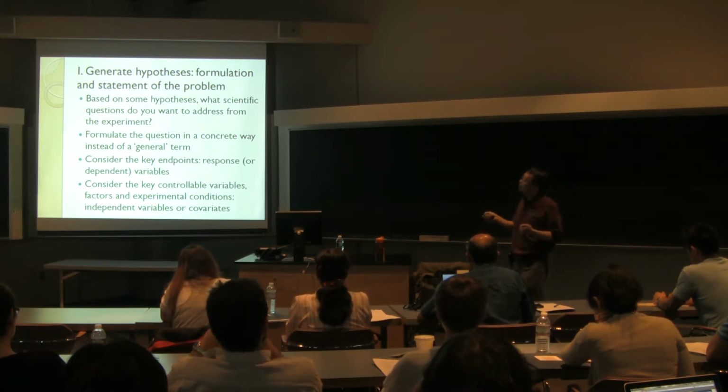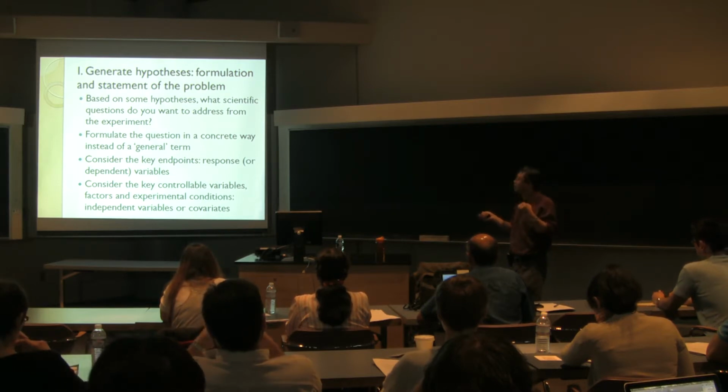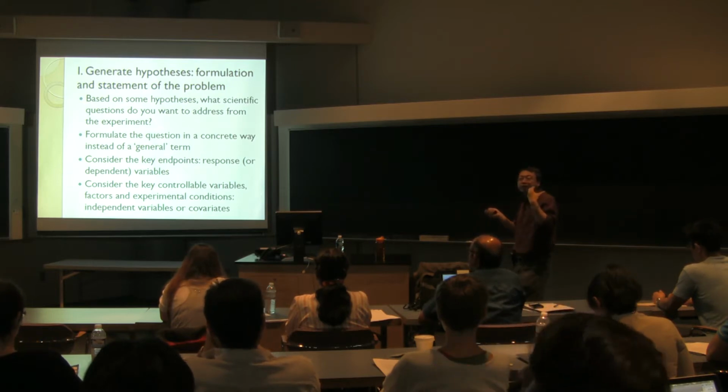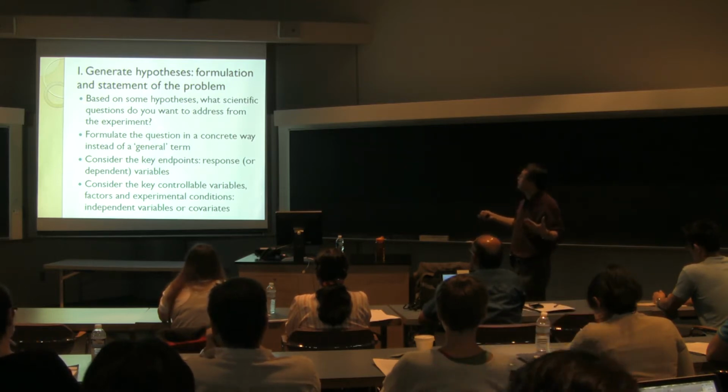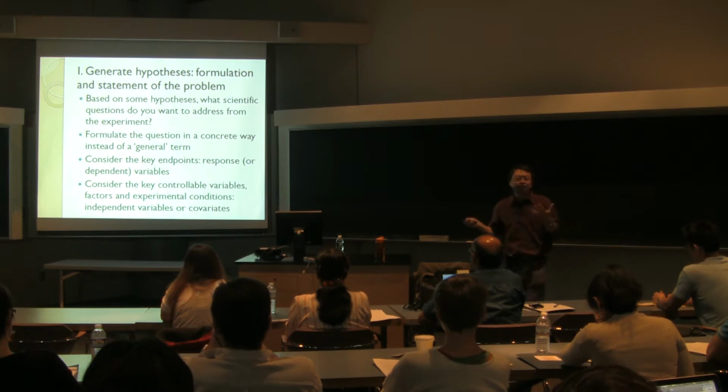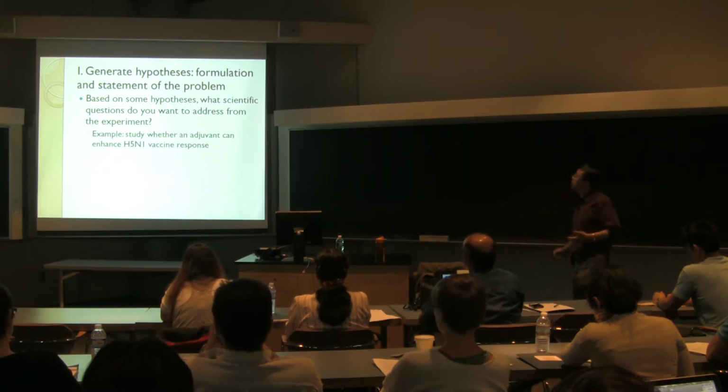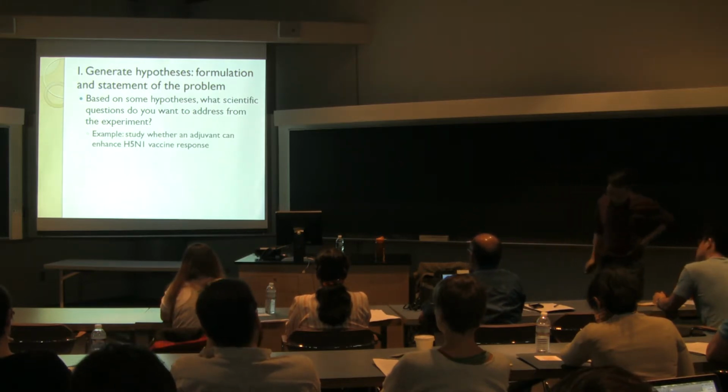At the same time, you also need to consider other so-called controllable variables or factors or experimental conditions. These things may also be of interest to you, or sometimes these factors are related to the response, and maybe confounding. And you have to think about any other factors related to your study. So this is the thing you have to think about at the beginning of a study.